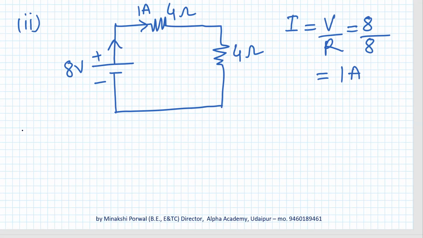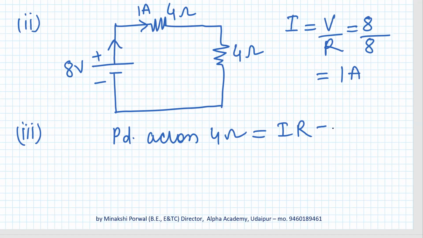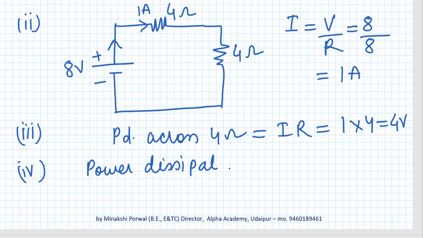Part C, third, is the potential difference across 4 ohm. If current is 1 ampere, the potential difference across 4 ohm will be I into R. I is 1 and R is 4, so it will be 4 volt. Then the fourth part, power dissipated in 4 ohm. Power is I square R. What is the value of I through this 4 ohm resistance? 1 ampere. So 1 squared and R is 4, so it is 4 watt.